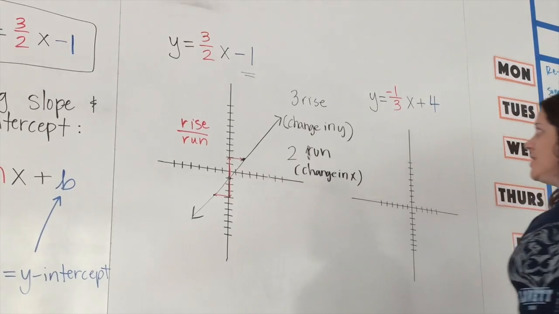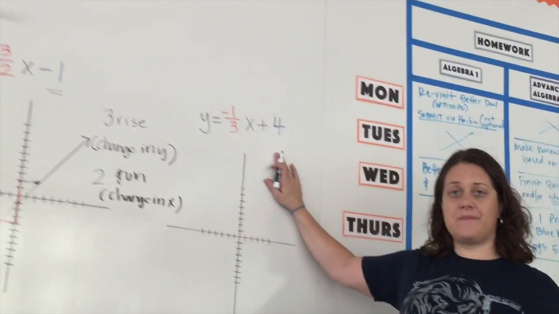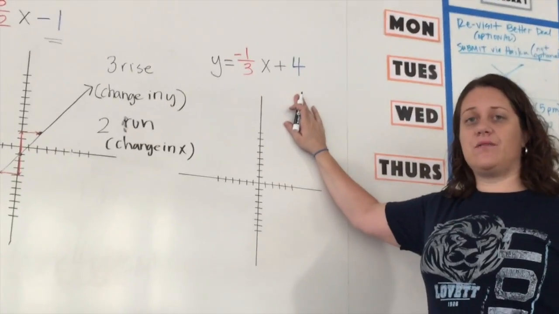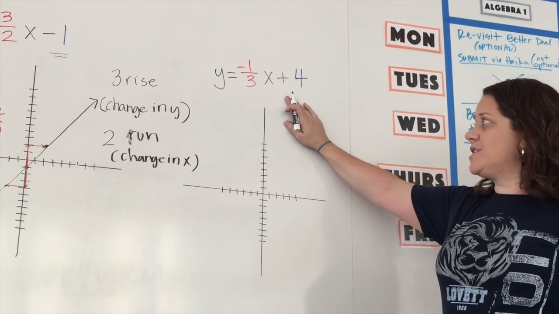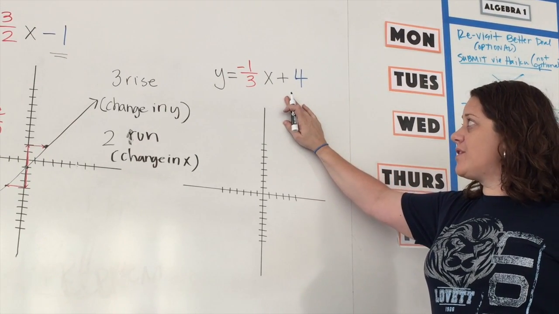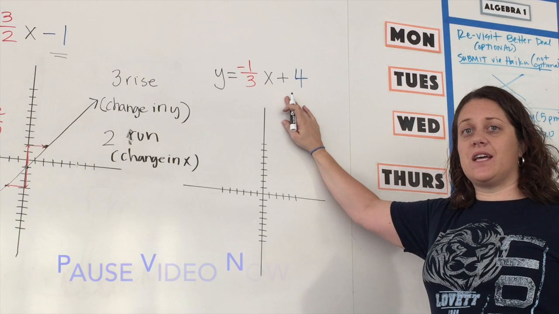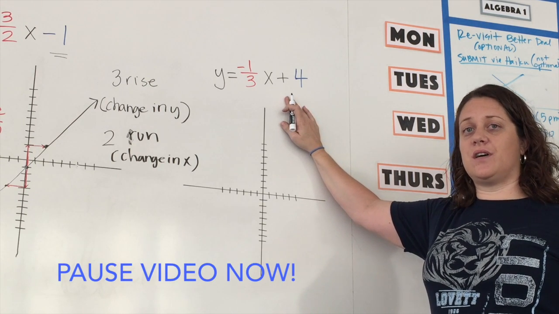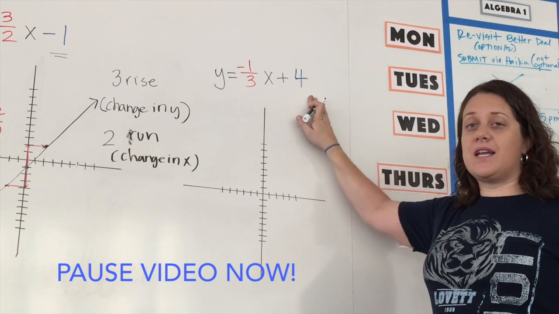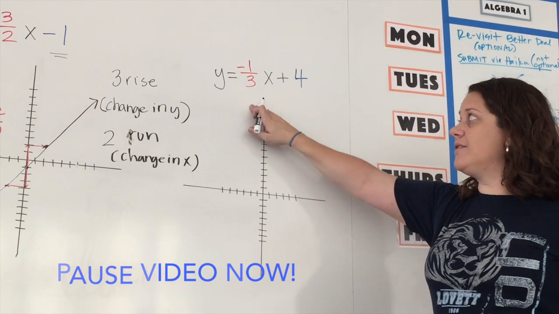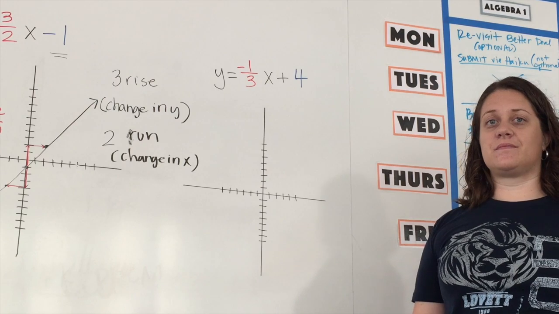All right, here's one for you to try. Go ahead and pause the video and write down this equation, y = -1/3 x + 4, and try graphing that. I don't want you to make a function table. I want you to graph it by plotting the y-intercept and then using the slope.